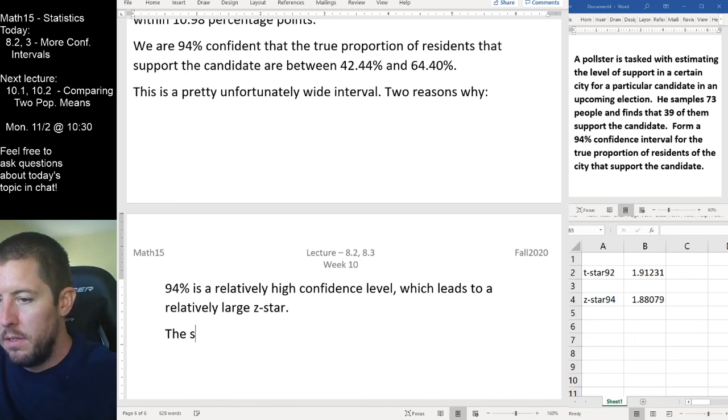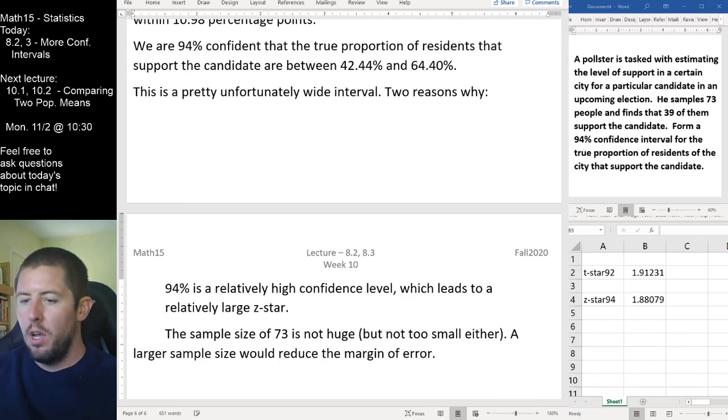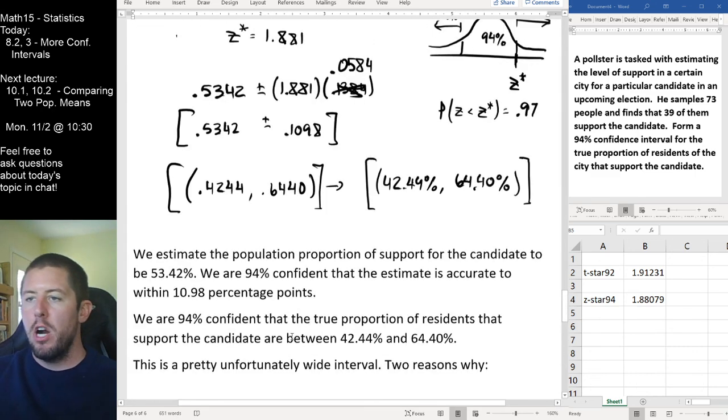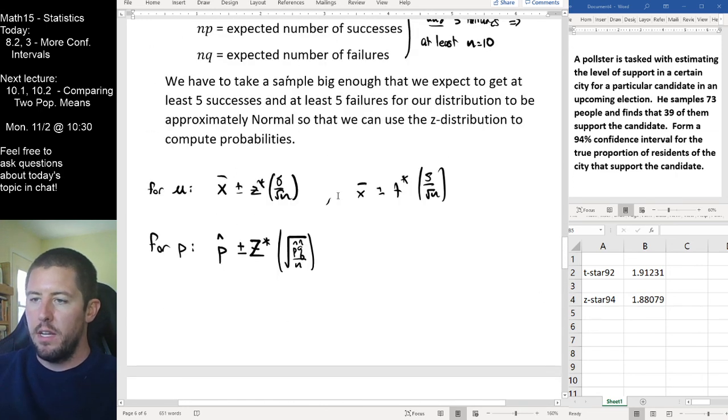The sample size of 73 is not huge. A larger sample size would reduce the margin of error. And so the thing that we know about all of our margin of error terms, right? We've listed all of our forms of confidence interval sitting right here. And notice all three margin of error terms divide by n. So as n gets bigger, margin of error gets smaller. That's a general statement for all confidence intervals.